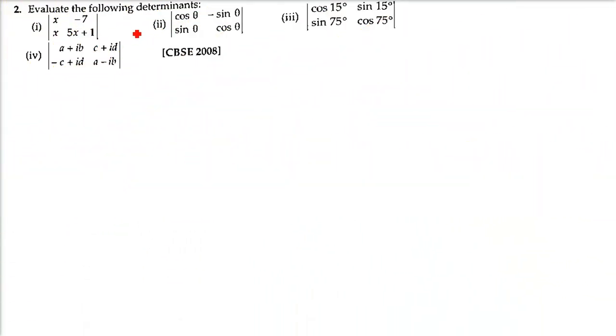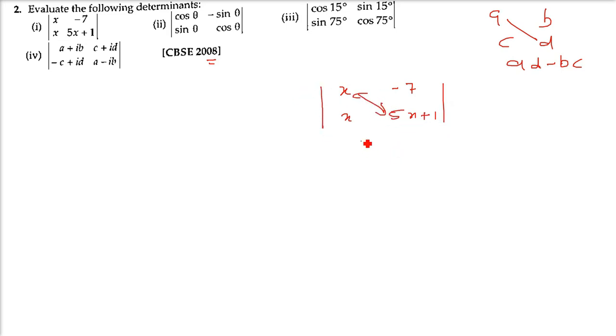Evaluate the following determinants. Since this is a 2 by 2 matrix A, B, C, D, you just have to do A into D minus B into C. So first we'll take the fourth one, from CBSE 2008. The first one we are doing: x, negative 7, x and 5x plus 1. All of these you have to do like this, just multiply x into 5x plus 1 and subtract the multiplication of the other two.